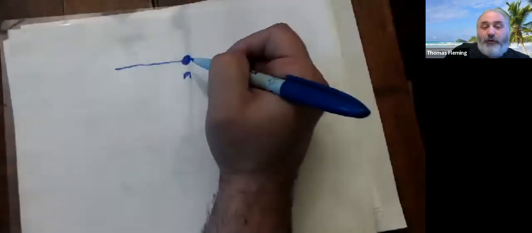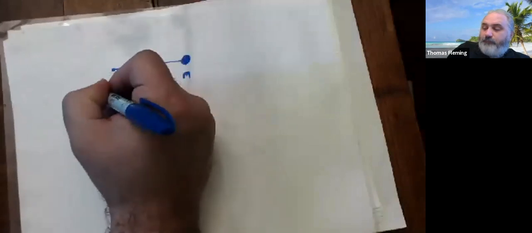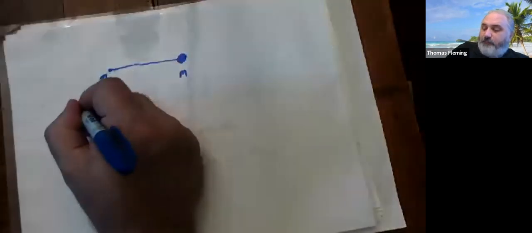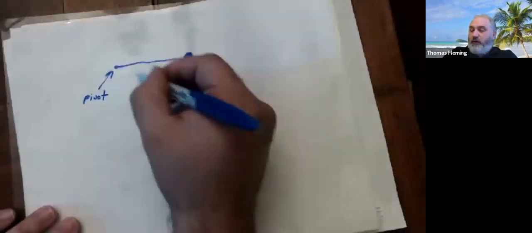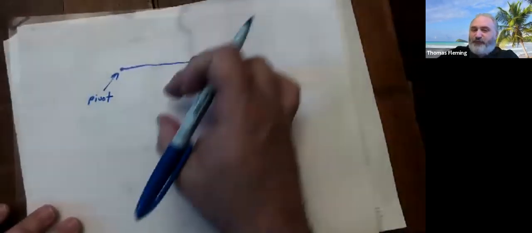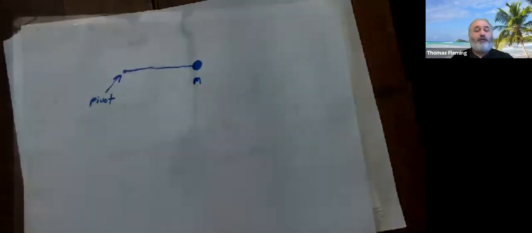And then I'm going to hammer this end of the stick down to a pivot so that this entire apparatus can pivot freely back and forth around this point. So far, so good?